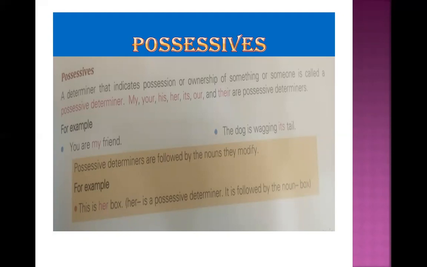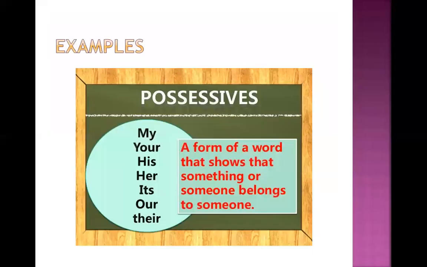This is her box. Her is a possessive determiner here. It is followed by the noun box. Again, to specify, determiners always come before a noun. They help us to identify a noun. Now, examples of possessive determiners: my, your, his, her, its, our, their. A form of a word that shows that something or someone belongs to someone.